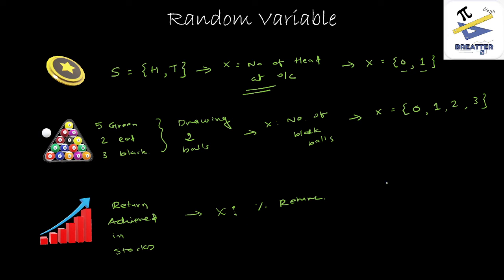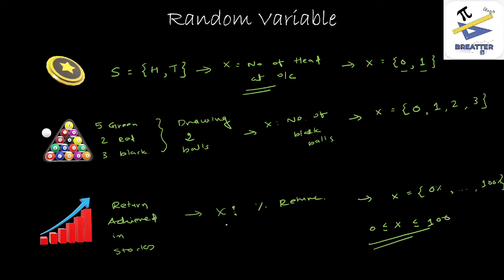So x can take any value between 0 percentage to 100 percentage. That means x is defined as 0 is less than or equal to x, less than or equal to 100. So these are the range of random variable.